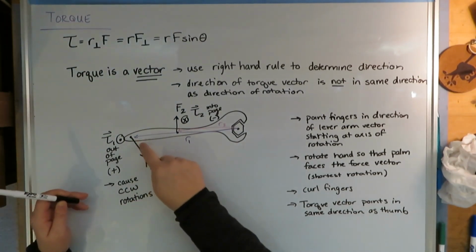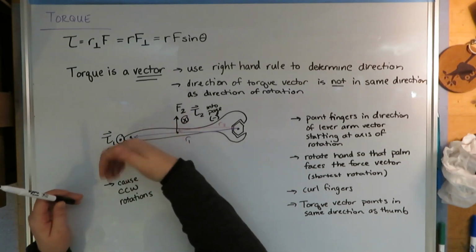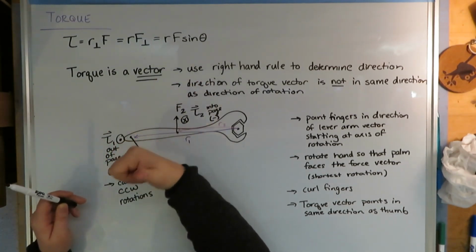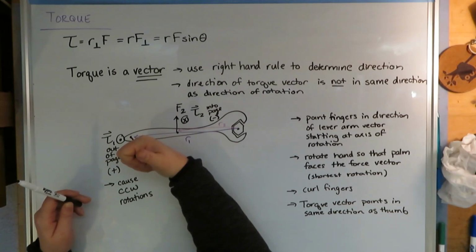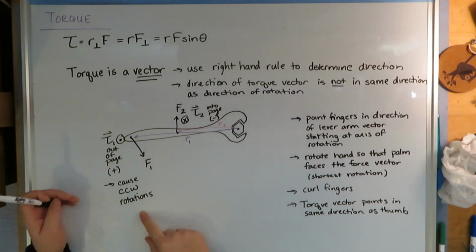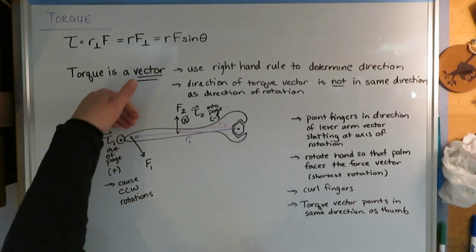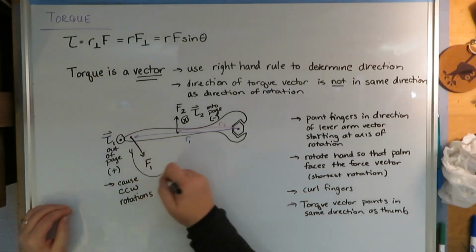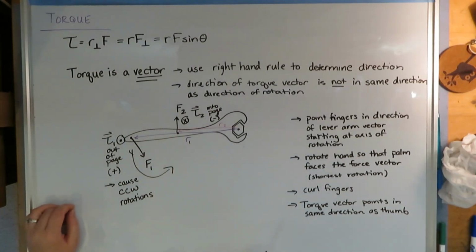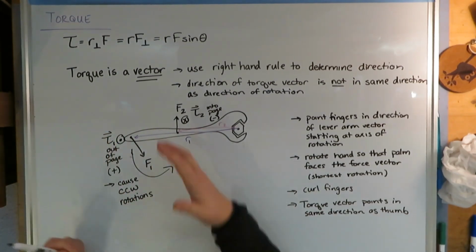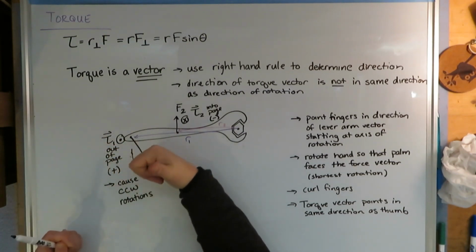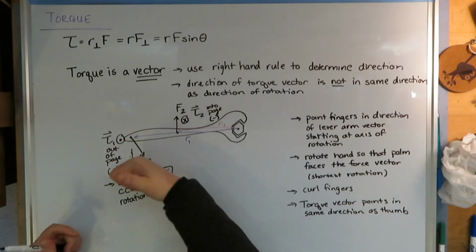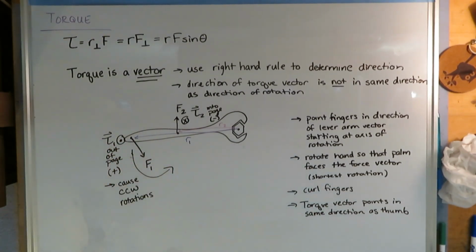So if I were to look here and I were to try and curl my fingers counterclockwise, my thumb points out of the page. So that's kind of the shortcut. If I know the direction of the rotation that torque is causing, and if I think about it, if I push down on this wrench in this plane, that's going to cause this wrench to move in the counterclockwise direction. So if I know that, then I can just curl my fingers counterclockwise, and then my thumb tells me, oh well, my torque then has to be out of the page.